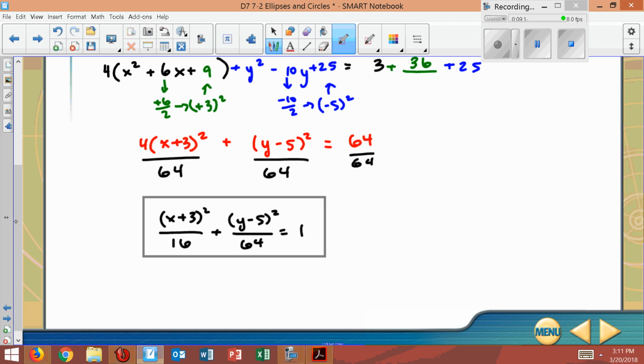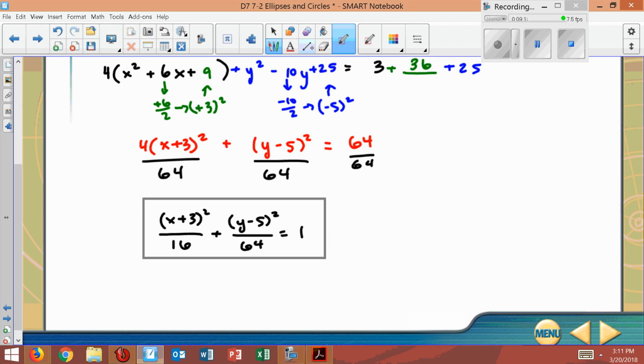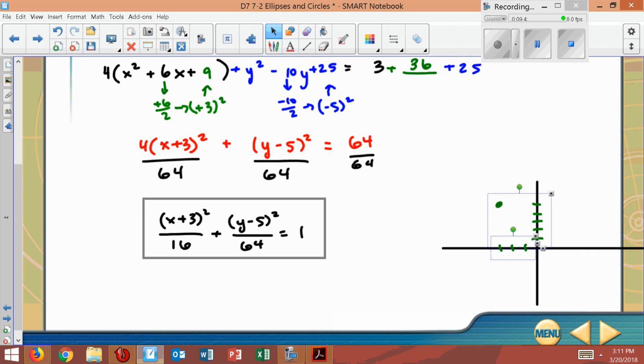Now we did all that, and now we can graph. That's what it asked us to do. That's the equation. And so if we wanted to graph, the top gives us our center. We need to go left 3 units. 1, 2, 3. Up 5 units. 1, 2, 3, 4, 5. So here's the center. I'm going to shift this over a little bit. Otherwise, I'm going to run out of space.